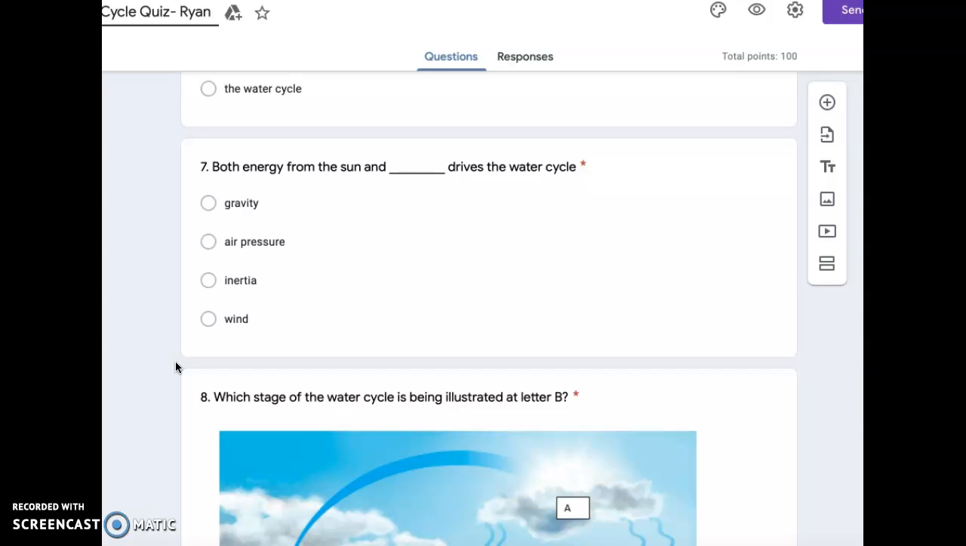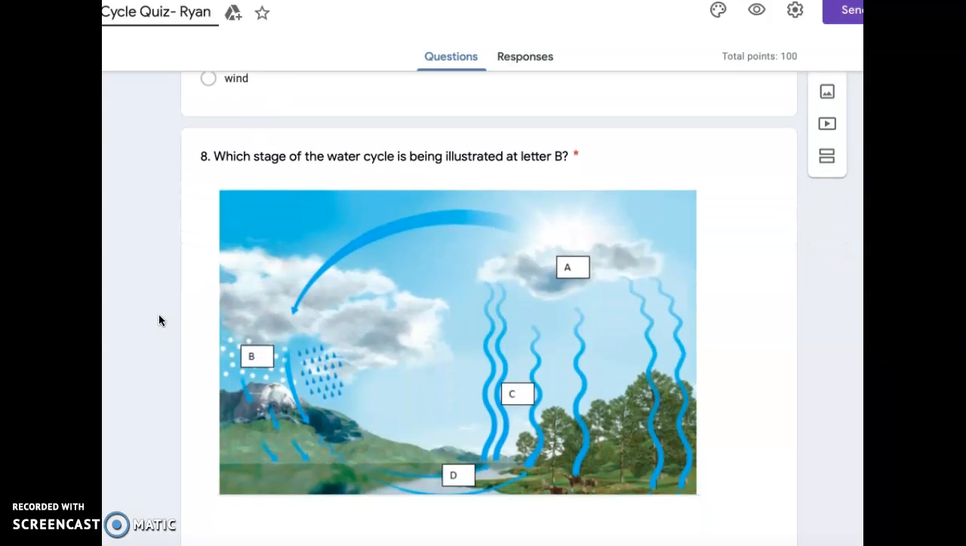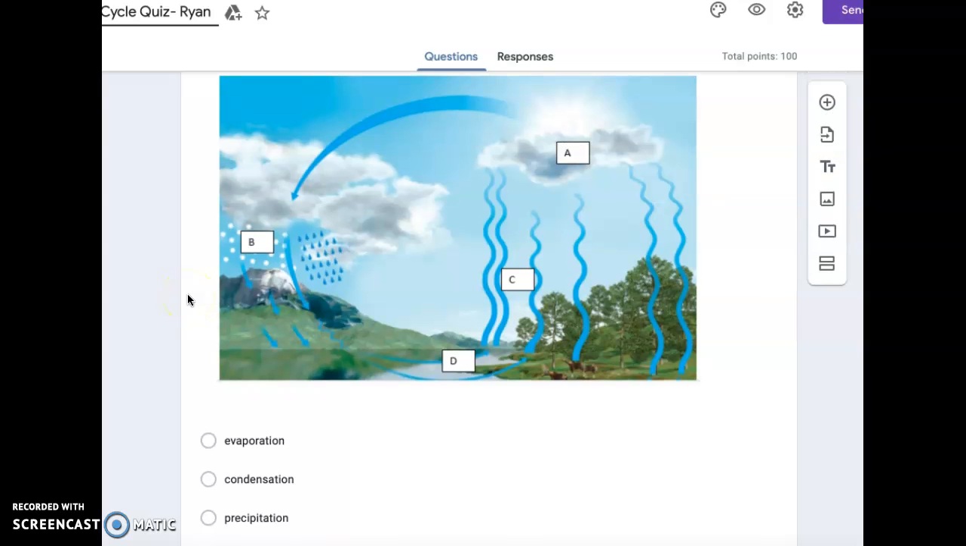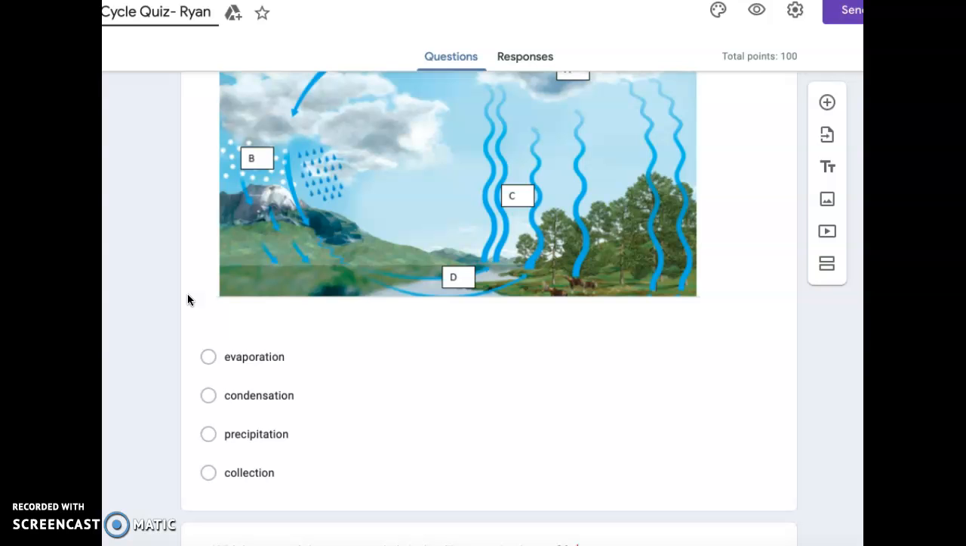Number 7, both energy from the sun and blank drives the water cycle: gravity, air pressure, inertia, or wind. Number 8, which stage of the water cycle is being illustrated at letter B? So letter B is right here. Is that evaporation, condensation, or precipitation?